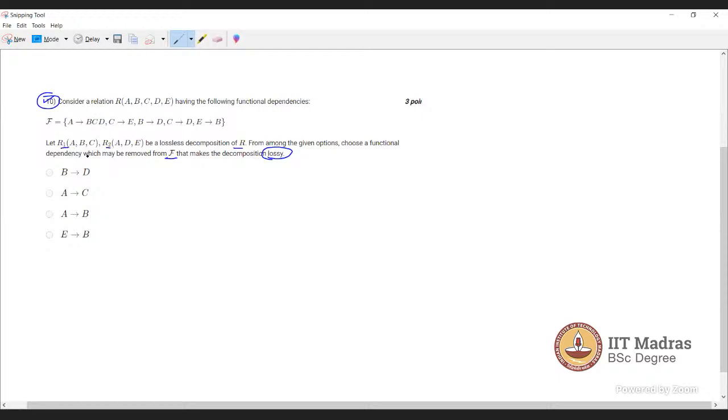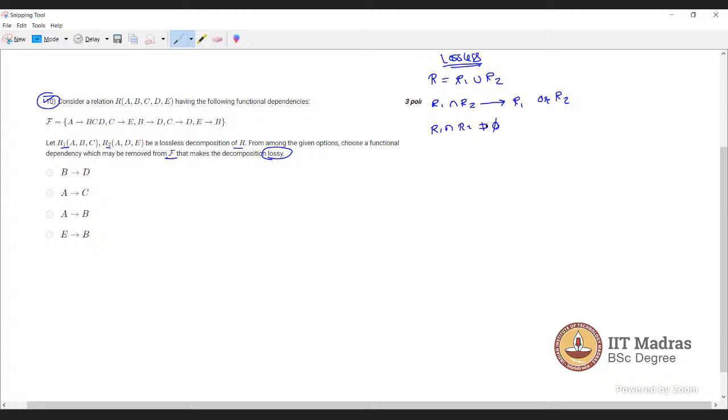What are the conditions for lossless decomposition? The natural join of the decomposition must give back R. The union should be equal to R, and R1 intersection R2 must be equivalent to either R1 or R2. And R1 intersection R2 should not be equal to phi, that is, the empty set.